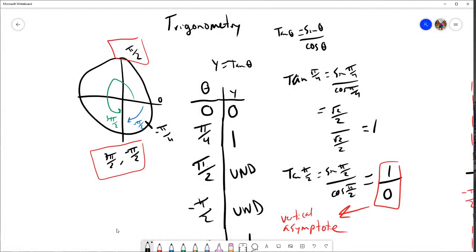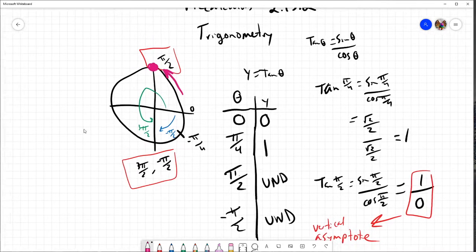Now, what we need to do is consider the following. So, let's think of our question this way. Let's get a new color. Alright, so we'll use this awesome pink. So let's think about what's happening as we get closer and closer to this point right here. Okay, this nice big pink point.